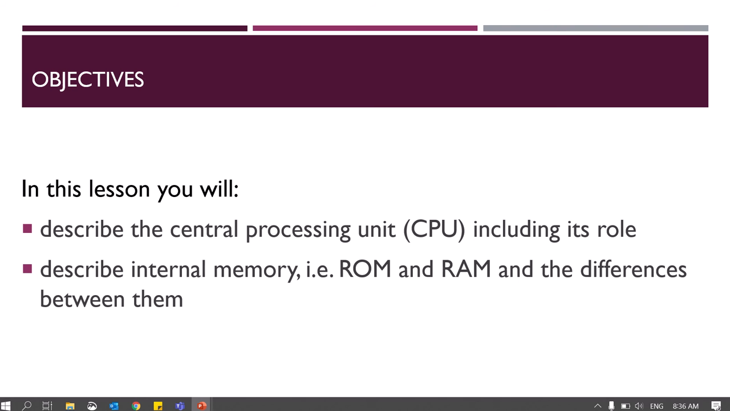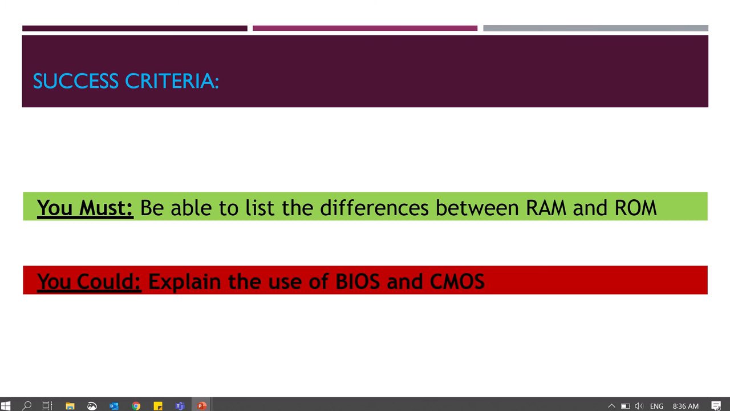The objectives from the syllabus that we will be covering in this lesson is one, that we will try to describe the CPU, which is the central processing unit, and we will discuss its role in the maintenance of the computer system, and we will also try to describe the internal memory, that is the RAM and the ROM, and what are the differences between them. So you might remember a couple of these differences from last year.